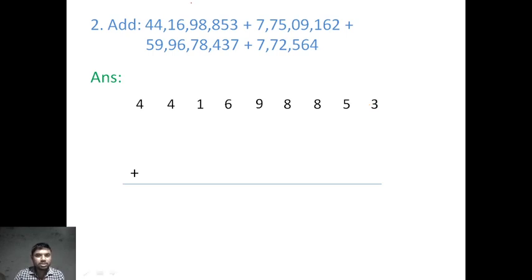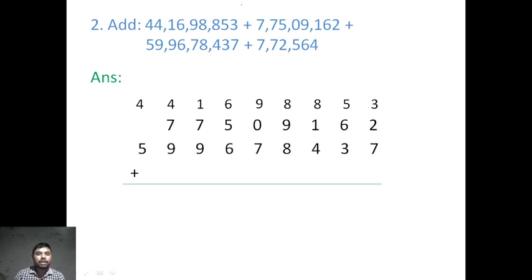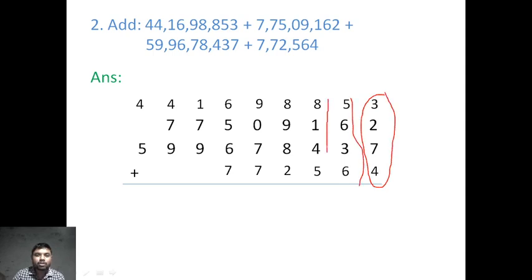Don't make any mistake. In the same way you write the second number, the third number, and the fourth number. So 4 6 5 2 7 7. Is it clear? Now, as I told you, you add ones with ones, then tens with tens, next hundreds with hundreds. Is it clear? So what is the main thing? The main thing is arranging the numbers in the proper way.